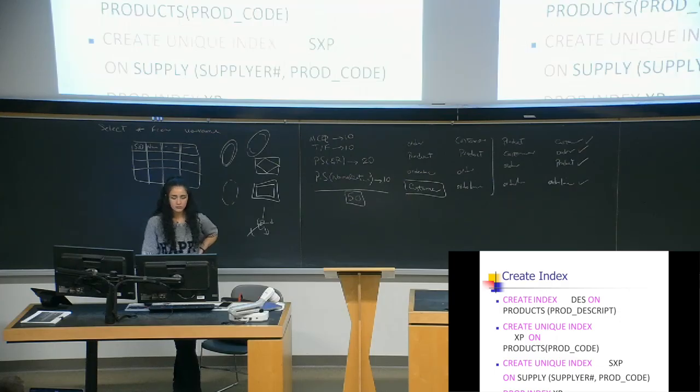Now, how do we create an index? This is the syntax: CREATE INDEX, and then the name of your index. This could be anything, it's just the name that you choose. Then ON, you specify which table you are creating the index on. For example, ON products (product_description) means I want to create an index on the product description column in the products table.